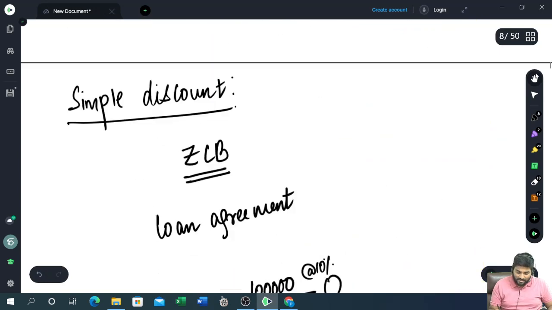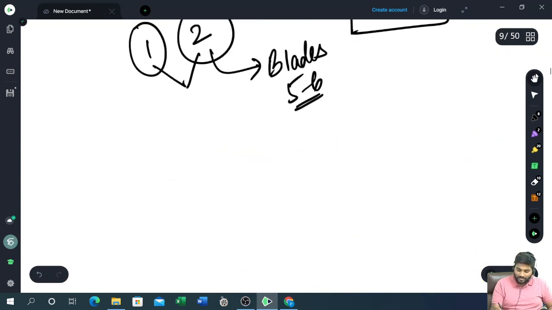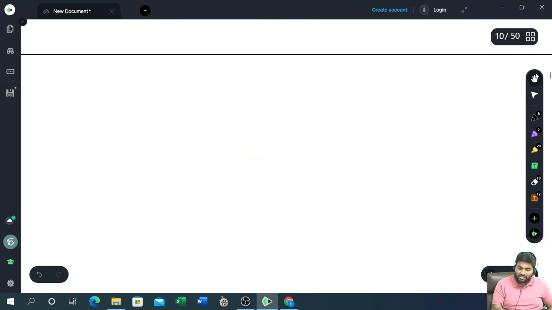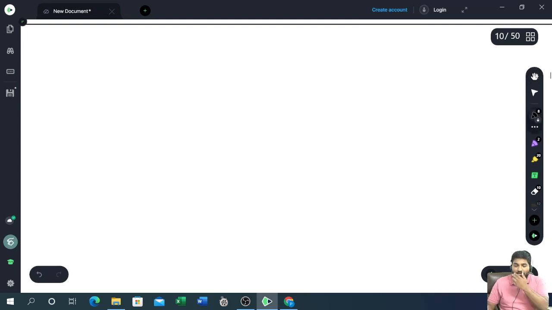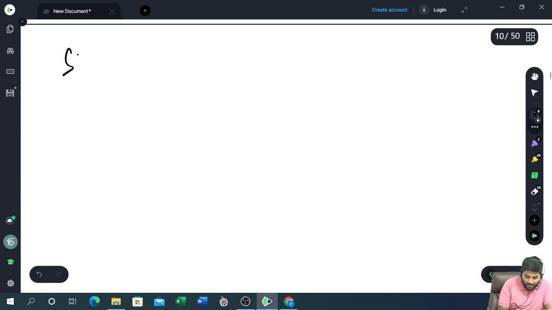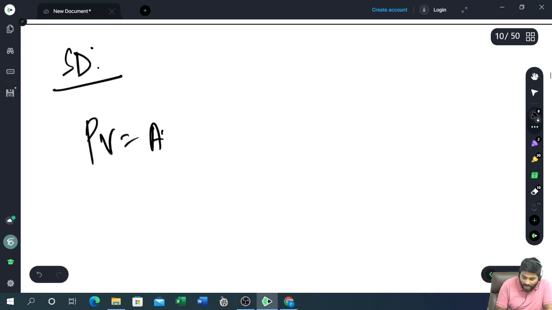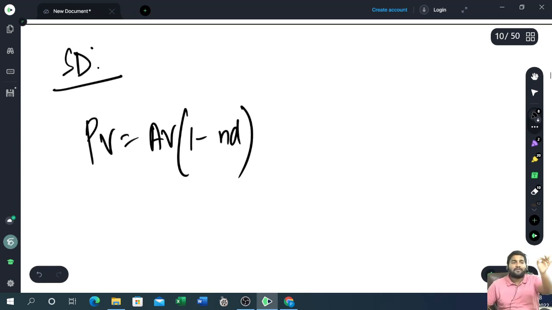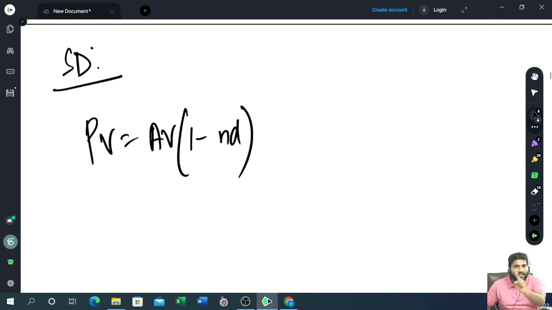We were learning simple discount. So simple discount, the other name is commercial rate of discount. Wherever you see the word simple, the word commercial will also be there. So simple discount, now present value is equal to accumulated value into 1 minus ND. Which one will be more, present value or accumulated value? Answer me. Which one will be more? The answer is accumulated value will always be more.